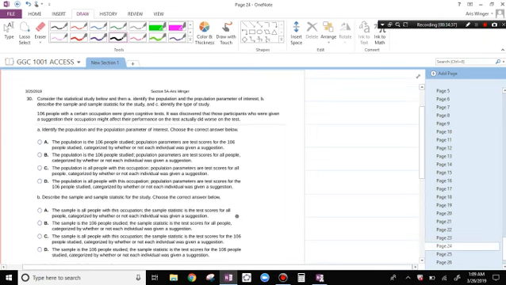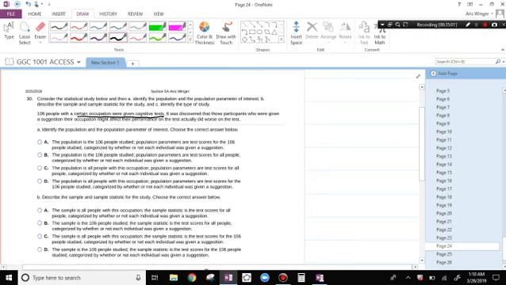Consider the statistical study below and then A. Identify the population and population parameter. 106 people with a certain occupation were given cognitive tests. It was discovered that those participants who were given a suggestion that their occupation might affect their performance on the test actually did worse on the test. Right? So this is definitely an experiment.